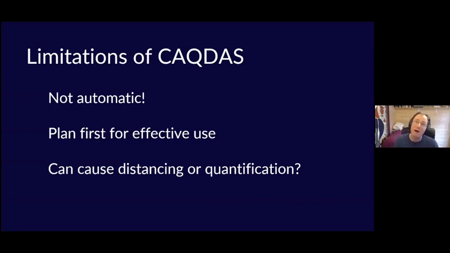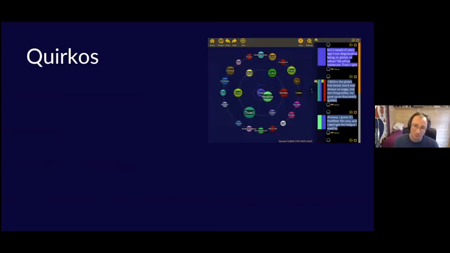And that's one of the things about planning for the use of the software, is to make sure that you don't have feature creep. You don't start to use it for more than is appropriate for a qualitative approach.